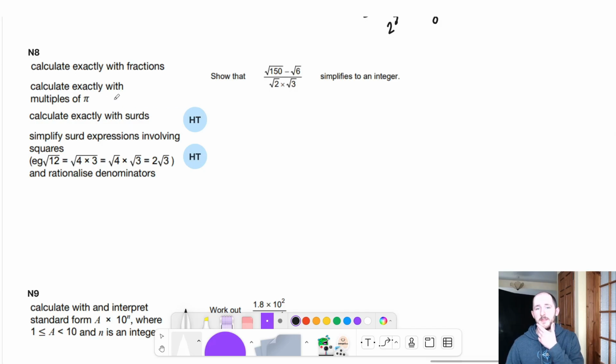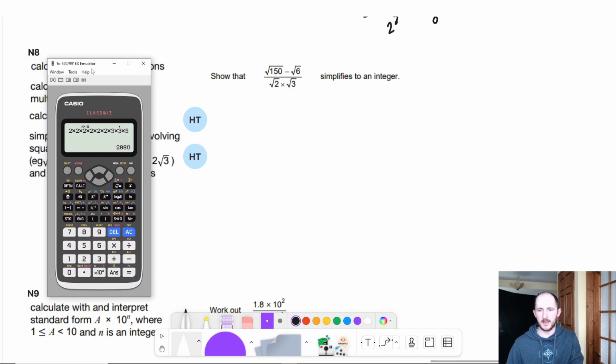So this part of the spec here, we need to be able to calculate exactly with fractions and with pi. So essentially they may ask you to leave your answer as a simplified fraction or in terms of pi. Now with the higher tier stuff, we have to actually use surds, which are basically just square roots, and we need to be able to simplify them and also rationalize denominators. So what this part means here is whenever we have a surd in the denominator, we always have to rationalize it. So we can never have a surd in the denominator. We need to make sure we fix that issue.